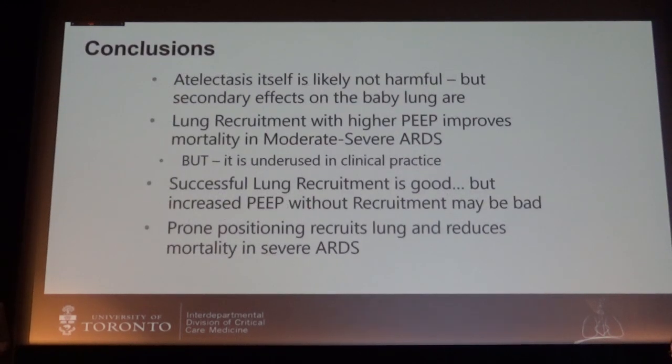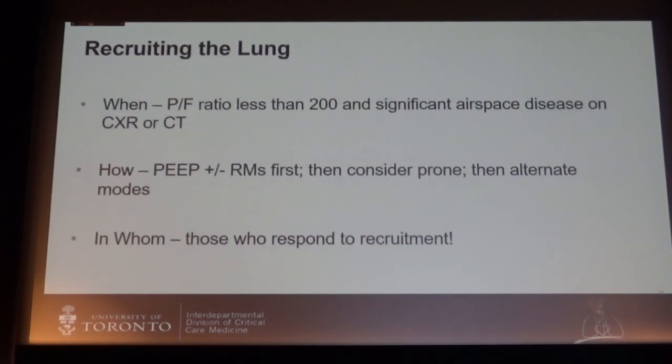So I tried to show you a few things: that atelectasis is not harmful, but its secondary effects on the baby lung are. Successful lung recruitment is good, but increased PEEP without recruitment may be bad. Prone positioning recruits the lung and reduces mortality in severe ARDS. The when: I start thinking about this when the PF ratio is less than 200 and there's significant airspace disease seen on the X-ray or CT scan. How? I start with PEEP and some sustained inflation recruitment maneuvers, and then consider prone positioning. And in whom? Stick with it in the ones who actually have a good response.